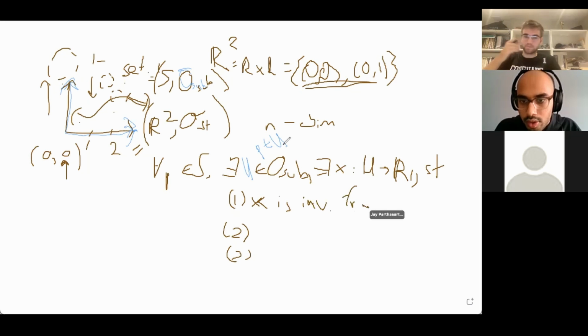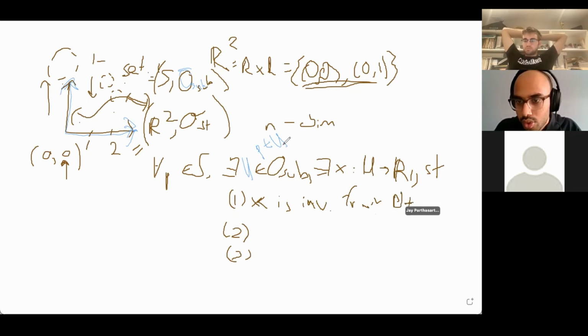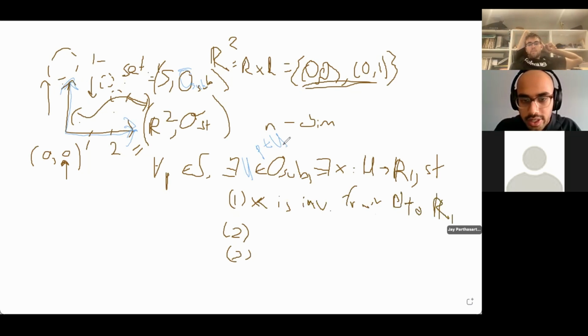from U to R1, right? And I guess someone showed me this vice versa symbol. So it's true the other way around too. So X is invertible from R1 to U. And the third is that X is continuous, right?